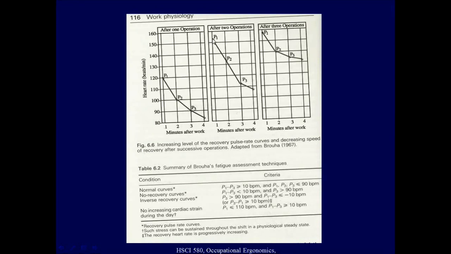But if you go over to the second one, after 2 operations, the same individual now has a peak of about 150. Then it comes down to a little over 130, and then it eventually comes down to about a little over 110 beats per minute. Compare that to the first period, and then if you look at the third period, you can see that the person now is up near 160 beats per minute. Period 2, 140, and period 3, about at 135.